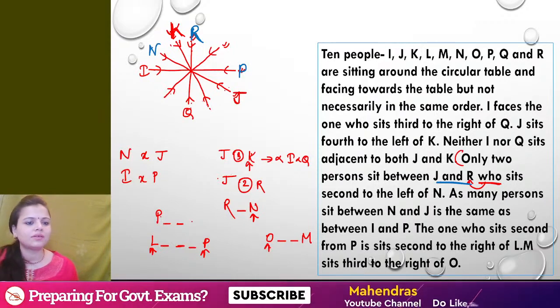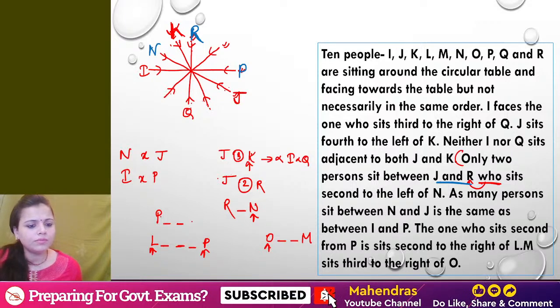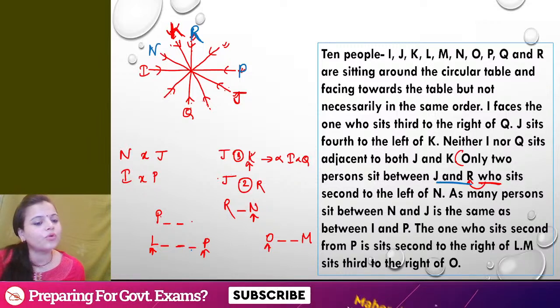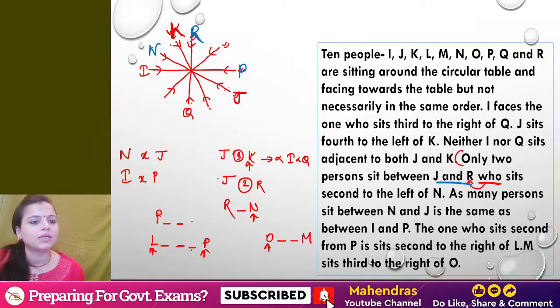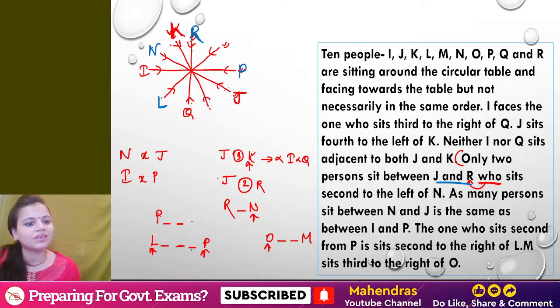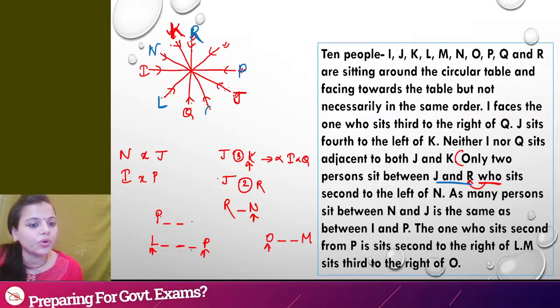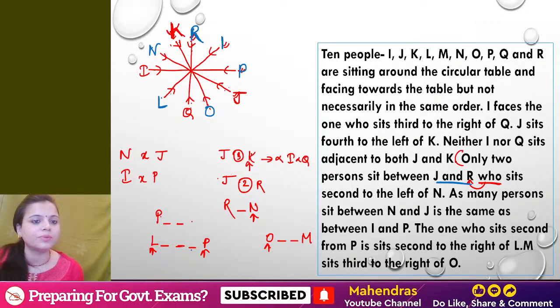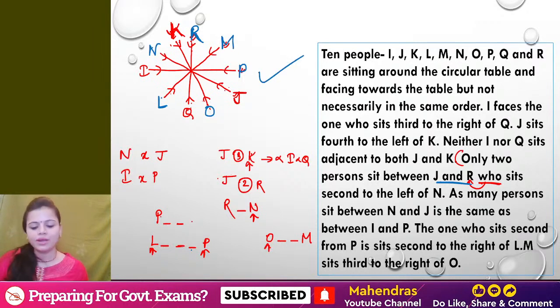So I and P. Now 1, 2, 3. L is fourth left of P. So P, 1, 2, 3, 4. Yes, L is fourth left of P. Now M is third right of O. If you put O in this place, then 1, 2, 3, this place is for M. So this is your correct diagram.